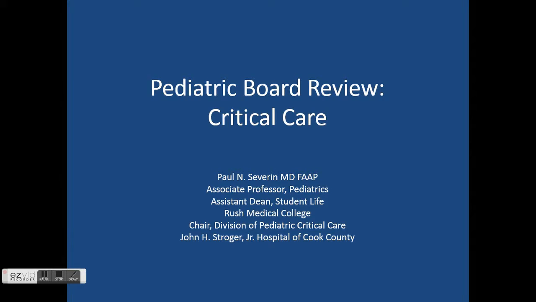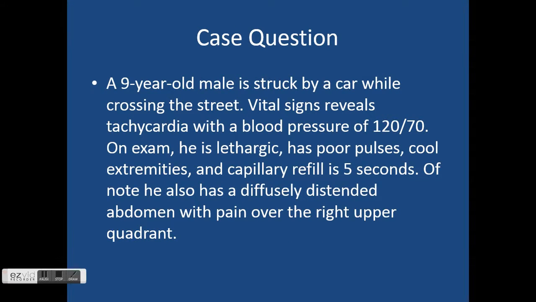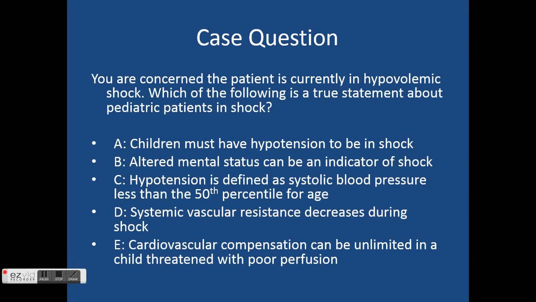Okay. All right. So the first question: a 9-year-old is struck by a car while crossing the street. His vital signs reveal tachycardia with a blood pressure of 120/70. On exam, he's lethargic, has poor pulses, cool extremities, and a cap refill of 5 seconds. Of note, he has a diffusely distended abdomen with pain over the right upper quadrant. You are concerned the patient is currently in hypovolemic shock.